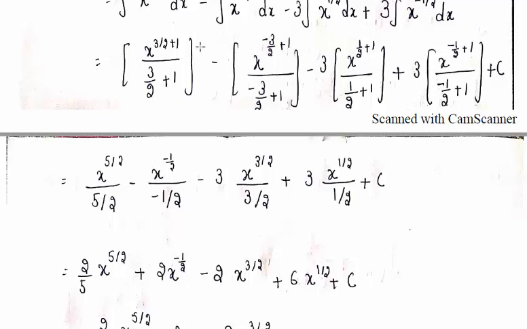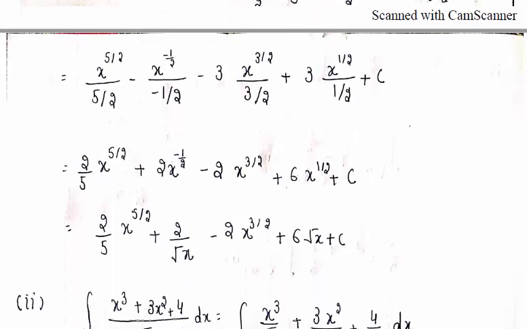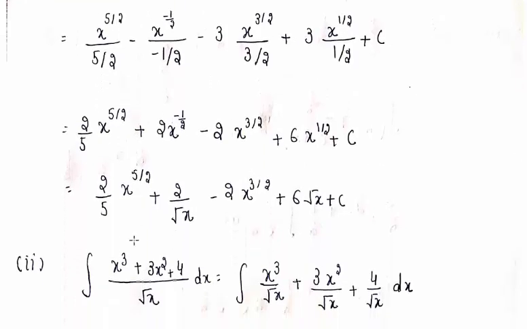Now we simplify. 3 by 2 plus 1 is 5 by 2. Minus 3 by 2 plus 1 is minus 1 by 2, and 1 by 2 plus 1 is 3 by 2. And minus 1 by 2 plus 1 is 1 by 2. And we simplify. We get our answer: 2 over 5 x raised to power 5 by 2 plus 2 over under root x minus 2 x raised to power 3 by 2 plus 6 under root x plus c. That is our answer after finding the integration.